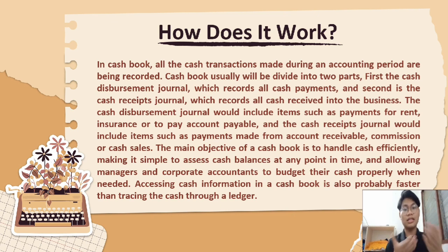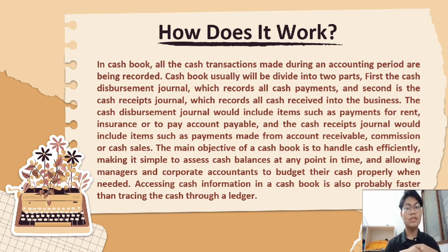Next is how does it work? In cash book, all the cash transactions made during an accounting period are being recorded. A cash book usually will be divided into two parts. First, the cash disbursement journal, which records all the cash payments, and second is the cash receipt journal, which records all the cash received into the business. The cash disbursement journal will include items such as cash payment for rent, insurance, or to pay accounts payable, and the cash receipt journal will include items such as payment made from accounts receivable, commission, or cash sales.